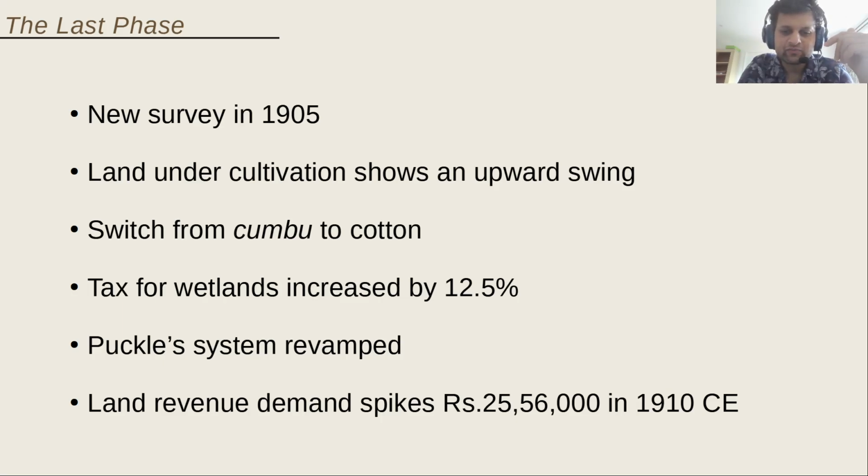The land revenue demand spiked to 25 lakhs 56,000, from 22 lakhs in 1910, just in a span of a couple of years. On paper, the land under cultivation had gone up, and the tax loopholes for wetlands were closed as well. So there was a massive spike in demand, and people had to pay up. You either borrow or you pay the next year, so there wasn't a lot of leeway. Now, in this last phase from 1905 to 1947, previously what the British occupation was doing was publishing these regular settlement reports.